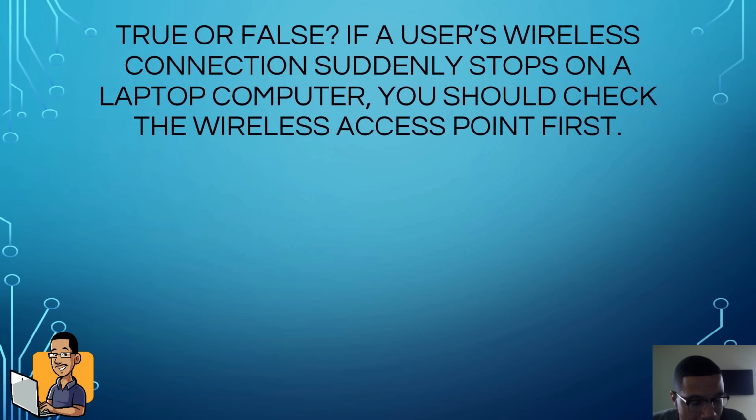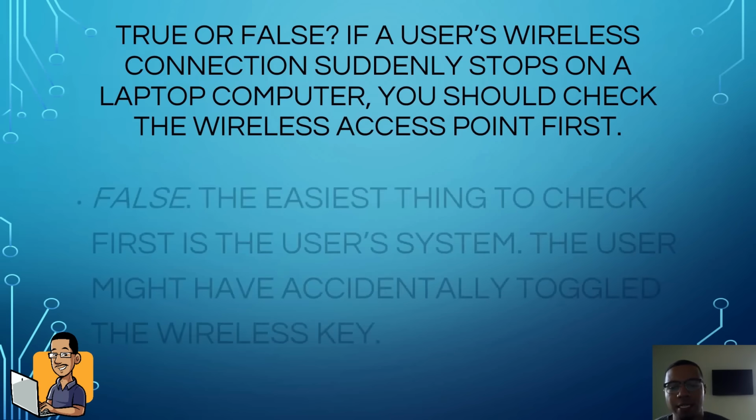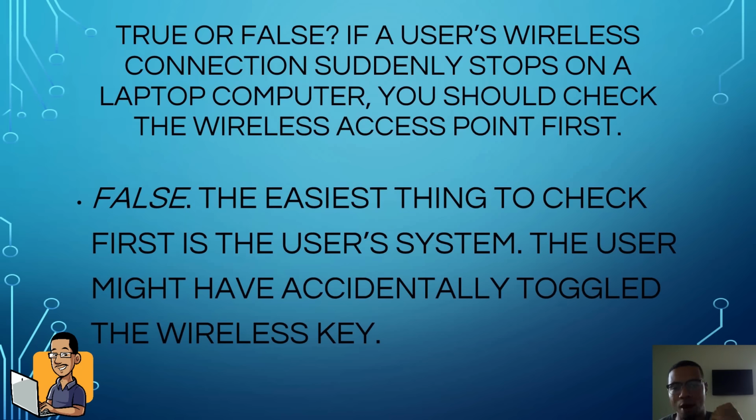Hopefully you said false, because think about it, gang. If you're in Starbucks or the library or wherever and you're using their Wi-Fi, you can't go check the access point. If you start going behind the counter and unplugging stuff, moving stuff, you're probably going to go to jail. So you don't want that to happen. Whenever you see stuff like this, think about it and say, okay, I would probably try something different. The easiest thing to check first is the user system. Make sure you have the Wi-Fi on. Make sure you connect to the right access point.